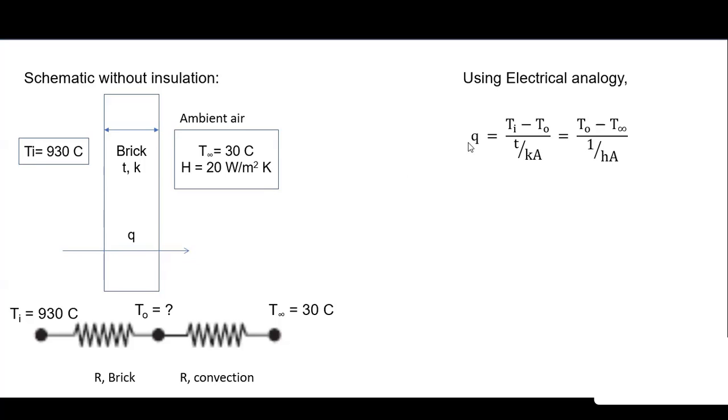What is unknown? Now Q is also not known to us, but I need not calculate Q because I am interested in finding the value of To. If I substitute these values here, the only unknown in this equation is To, and if I solve it for To, I'll get the value of To equal to 330 degrees Celsius. So this is my first calculation.